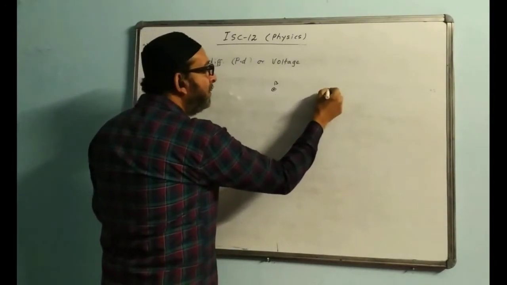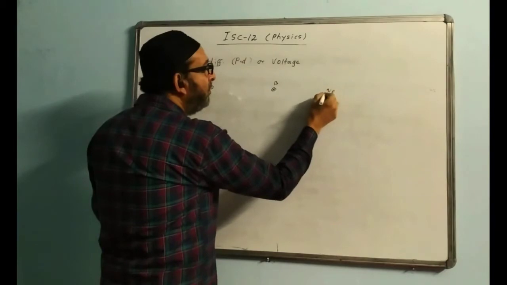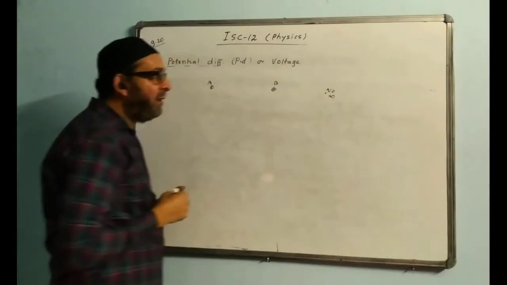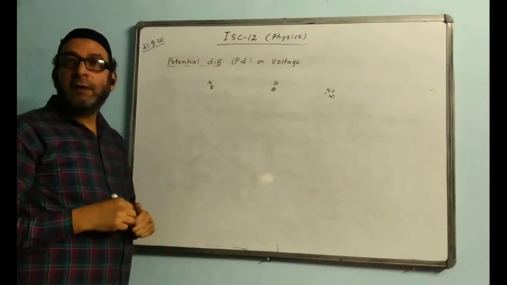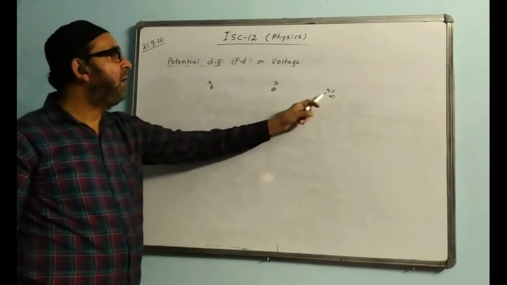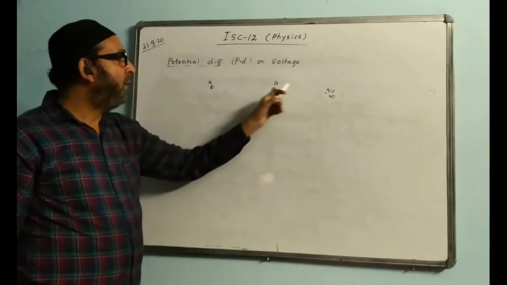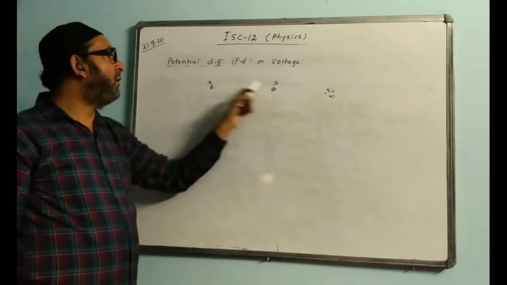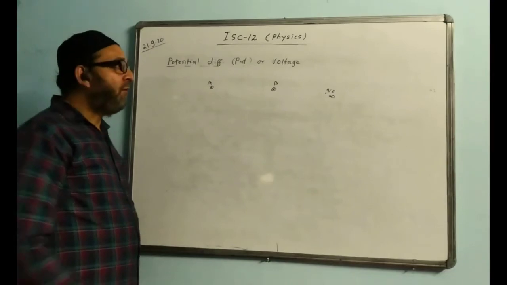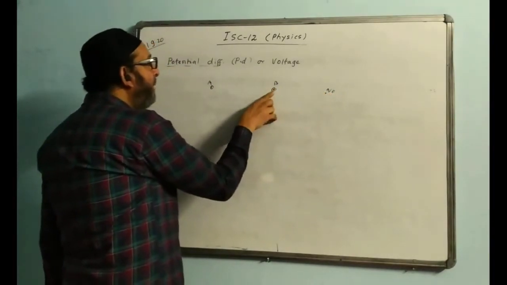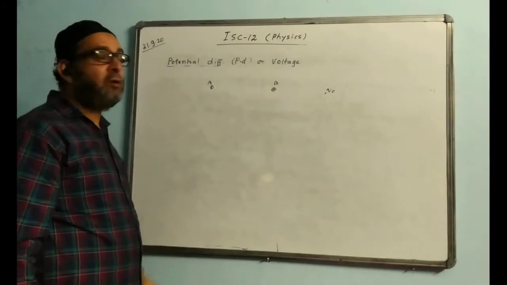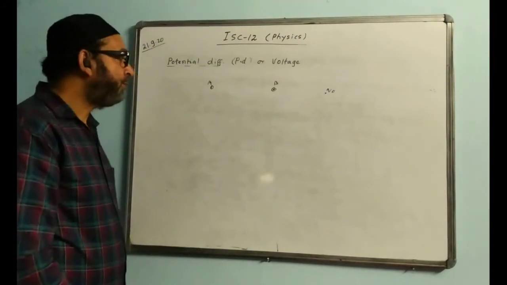Now, the definition: we say there is a moving test charge Q naught from infinity. We are moving it from the point B to the point A in the electric field. Work done in moving the test charge from one point to another point in the electric field region is called potential difference. Don't mention infinity now. From the point B to the point A is called potential difference.